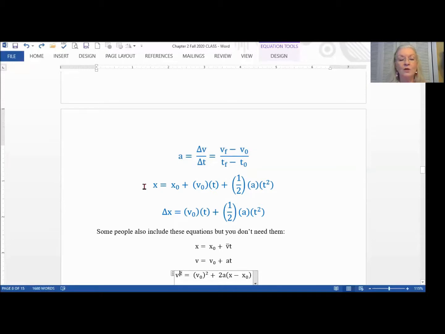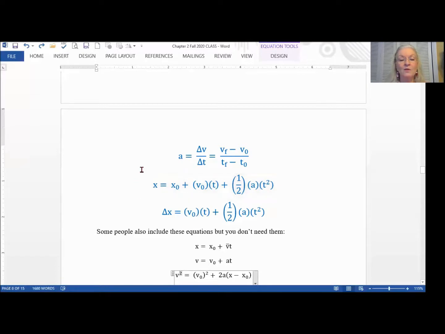The third equation we'll use a lot is typically written as x equals x0 plus v0 multiplied by t plus 1/2 multiplied by a times t squared. X is your final position, x0 is your initial position, v0 is your initial velocity. T in this case is really delta t, it's our change in time or our total time. 1/2 is just 0.5. A again is your acceleration, and t squared is the square again of that total time.